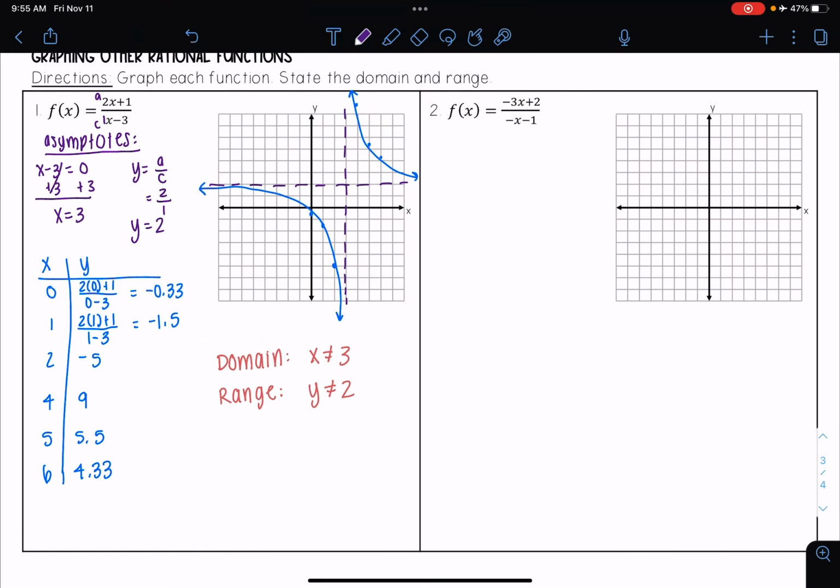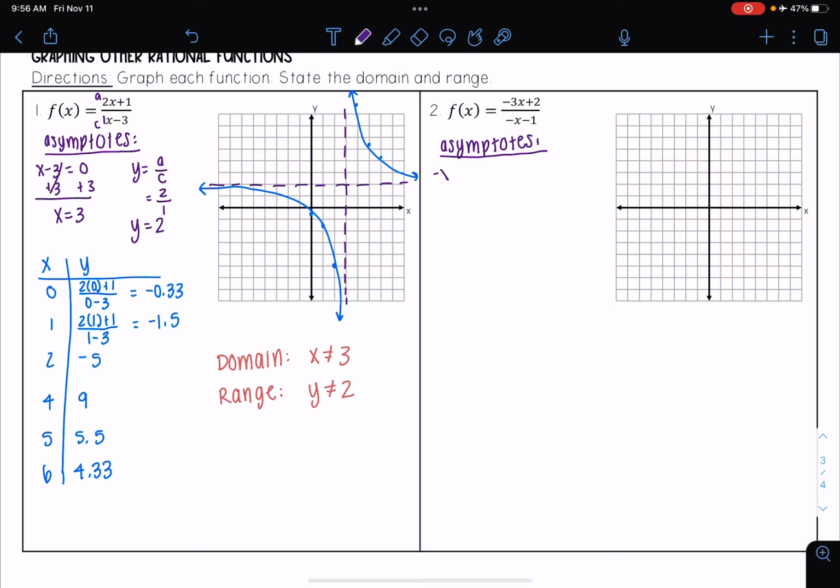Okay, let's look at one last one. And so here I have f of x is equal to negative 3x plus 2 over negative x minus 1. My first step is to figure out what my asymptotes are at. So to find my vertical, I need to set that denominator equal to 0 and solve for x.